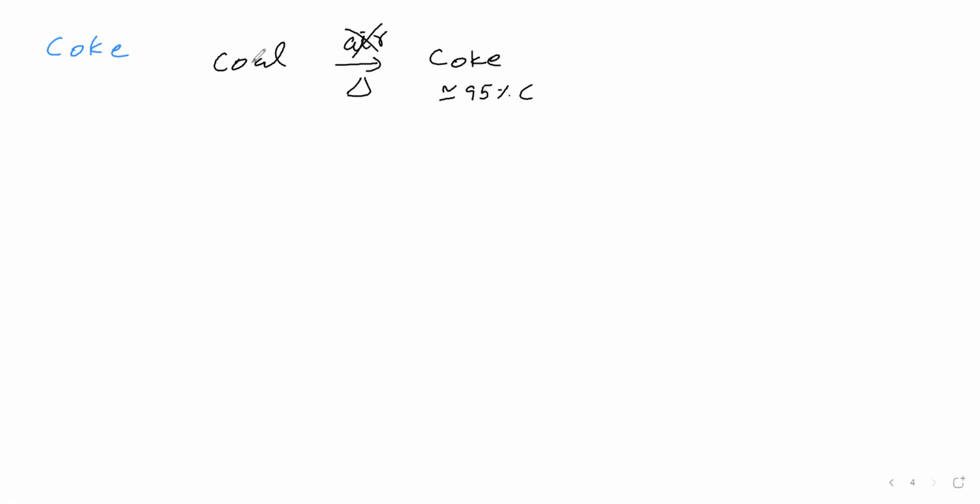So this coal is heated strongly in the absence of air, and we are getting coke. The coke contains nearly 95% of carbon. This is used as a reducing agent in the blast furnace for reducing iron oxide into iron. Next, we will go for charcoal. Charcoal is an amorphous form of carbon.